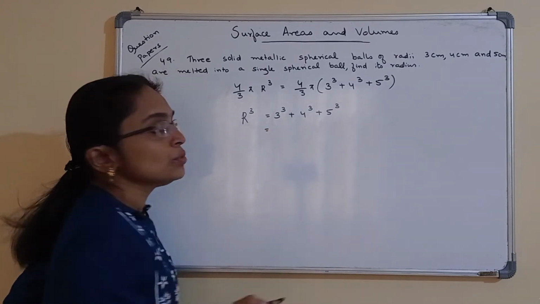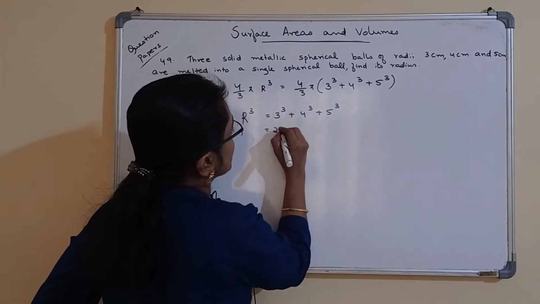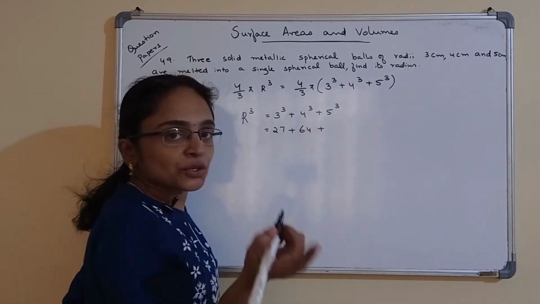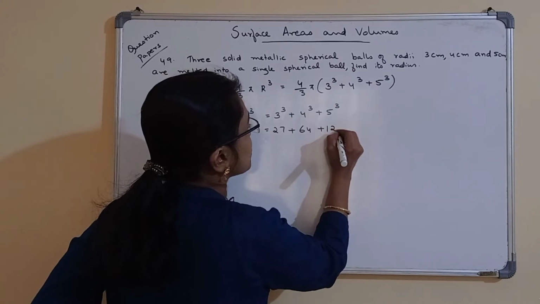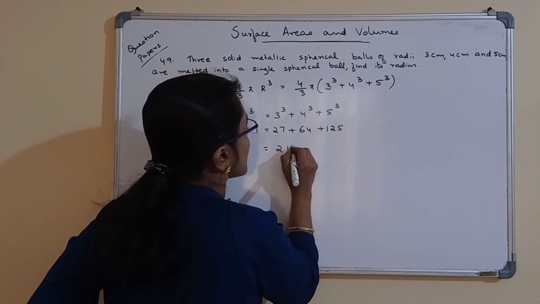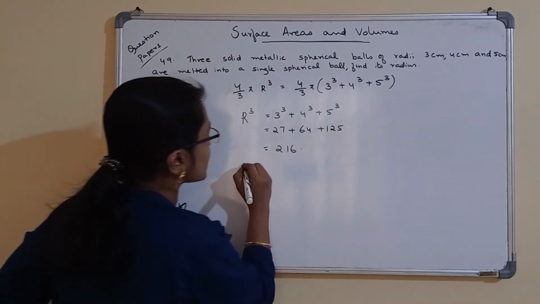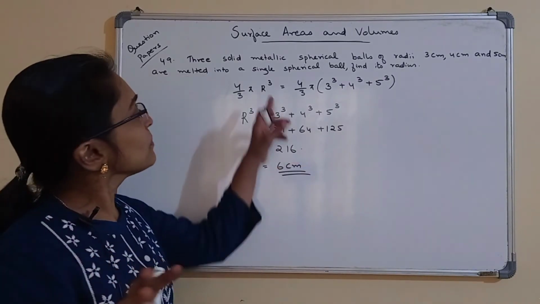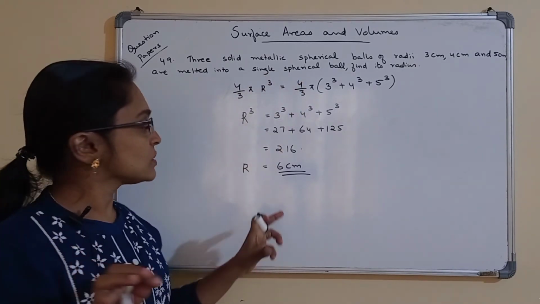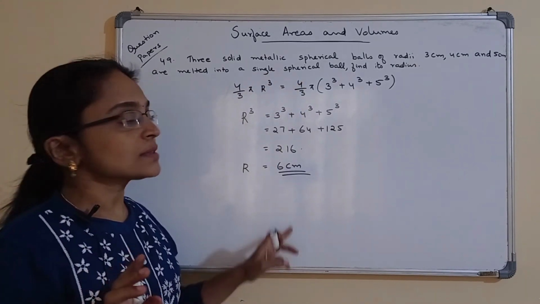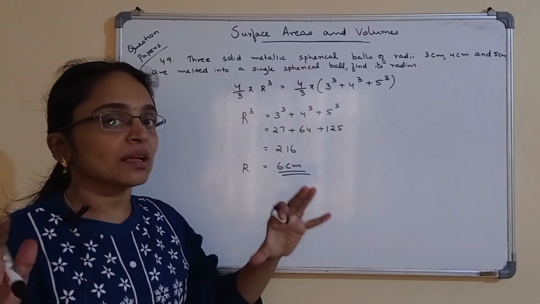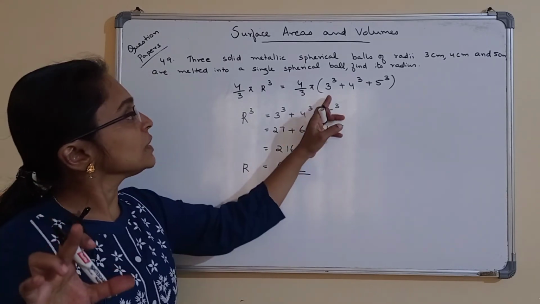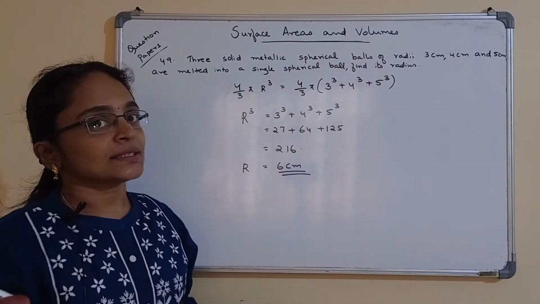which is equal to 3 cube is 27, 4 cube is 16 into 4, which is 64, and 5 cube is 25 into 5, which is 125, and you will get this as 216. So what is the cube root of 216, which is 6. So the radius of the bigger ball that is made from 3 balls will be 6 centimeter. Okay, so if you are asked to find the radius of a bigger ball from 3 or 4 balls, you have to just cube the radius of the smaller balls and add it.